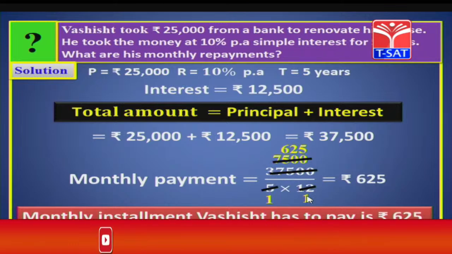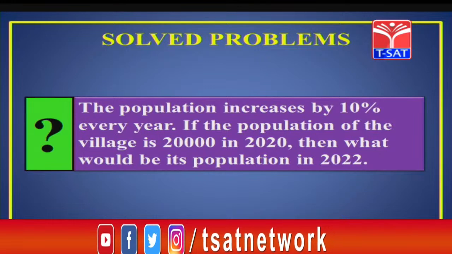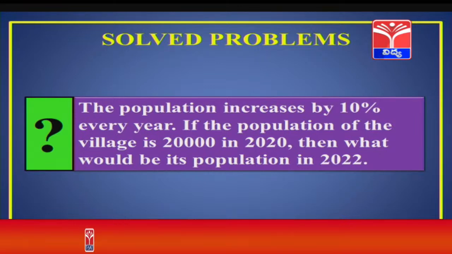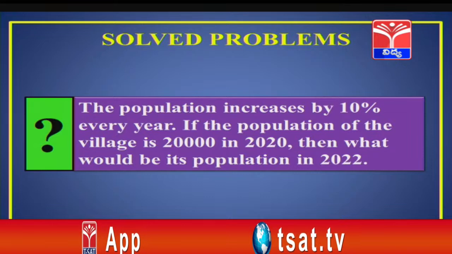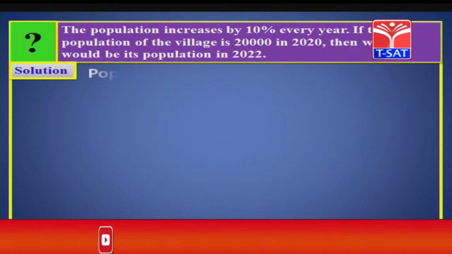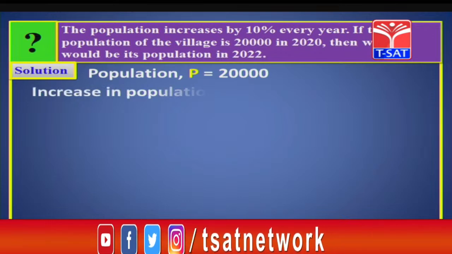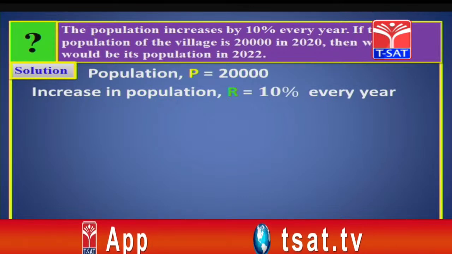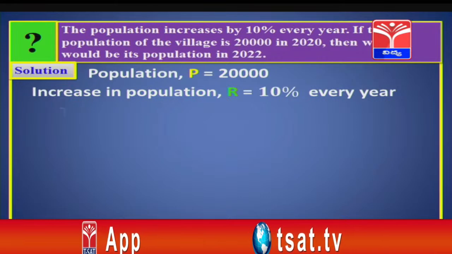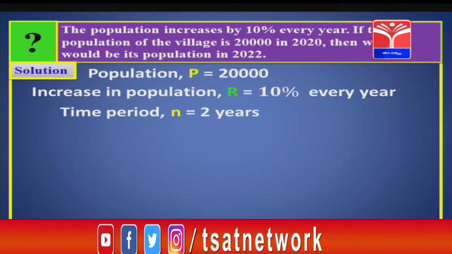Let us start our next problem. The population increases by 10% every year. If the population of the village is 20,000 in 2020, then what would be its population in 2022? Let us start with the solution. Now, what is the present population in 2020? That is 20,000, and increase in population, that is rate of interest, we can call it as R. So, that is 10% every year, and the time period is how many years, children? Yes, 2 years, because from 2020 to 2022. So, there are only 2 years.